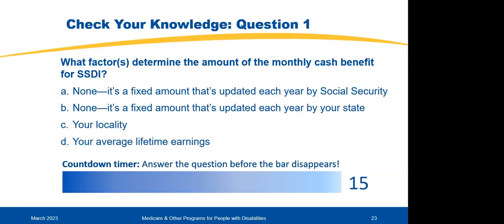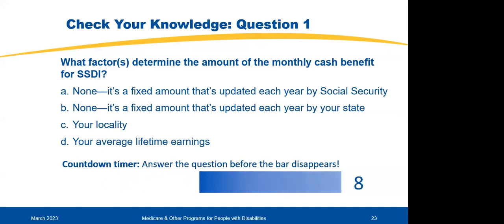All right, let's take our first knowledge check. Question 1, what factors determine the amount of the monthly cash benefit for SSDI? There's a single choice here. Let's start the timer. A, none, it's a fixed amount updated each year by Social Security. B, none, because it's a fixed amount that's updated each year by your state. C, your locality, or D, your average lifetime earnings.